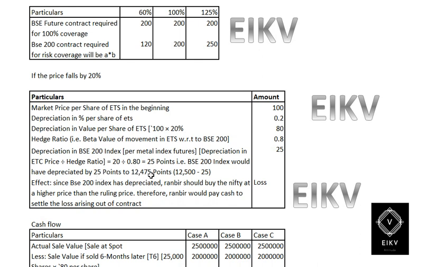So in that scenario it would be 12,500 minus 25, which will give you 12,475 points. So since the BSE 200 index has depreciated, Rampere should buy the futures at a loss, at a higher price than the ruling price. Therefore, Rampere would pay cash to settle the loss arising out of the contract.